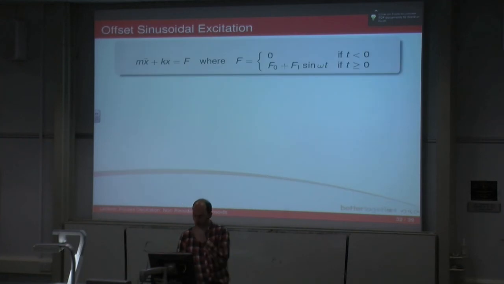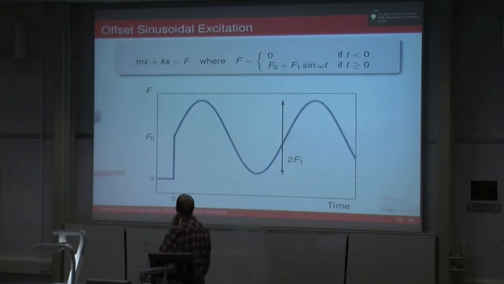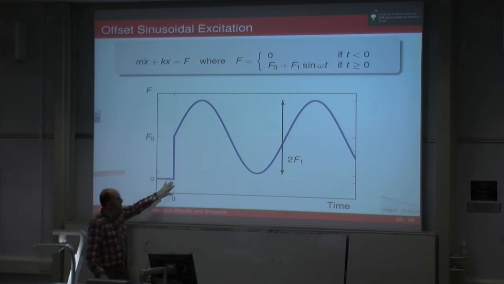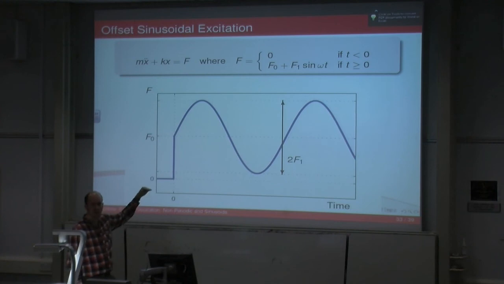So there's just one more case I want to look at, and that's known as the offset sinusoid. So I bump along before time gets to 0 at 0 force, then suddenly apply a sinusoid and a step function as well, a rectangular step forcing function. And so this time we've got two forcing functions.